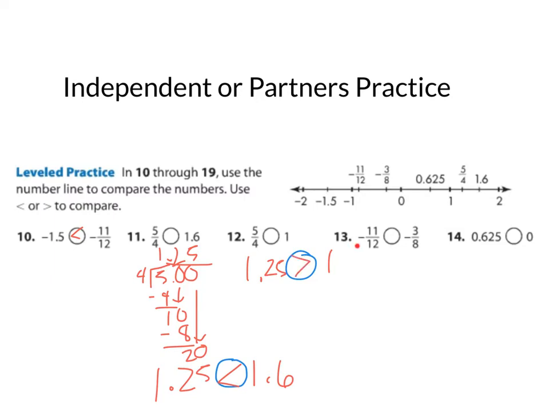When comparing these next two, I want to show you a trick where you don't actually need to find the full answer as a decimal for these. You only need to find, oftentimes, the 10th of the decimal answer. And let me show you what I mean by that.